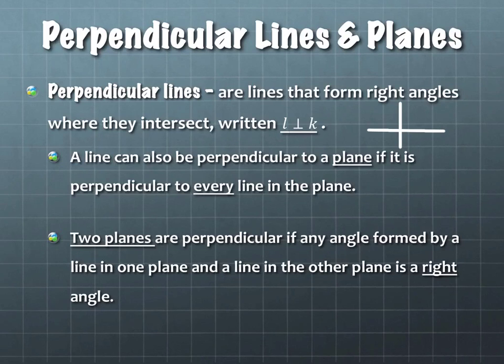So if I want to take a look at the corners of our walls and so forth, this line right here and this line right here are going to be perpendicular because they form the right angle on the corner of my brick. All right, so a line can be perpendicular to a plane if it's perpendicular to every line in that plane. So let's take a look at that one.